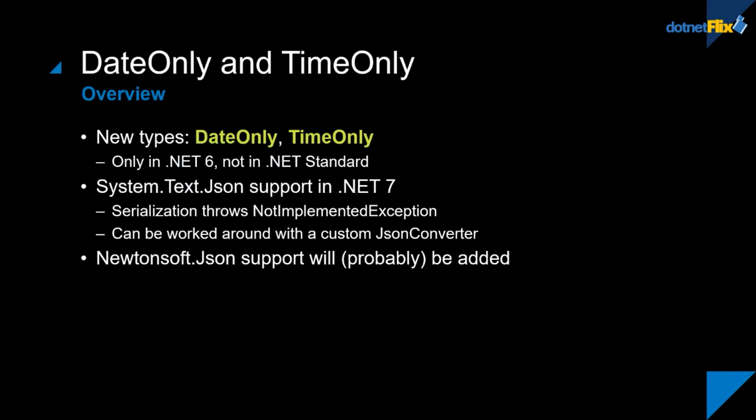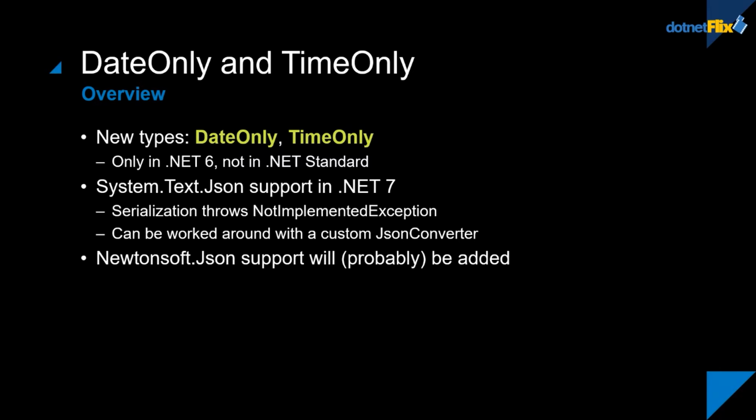One important thing to notice is that they will only be available from .NET 6 and forward, which means they're not available in .NET Standard, unlike, for example, DateTime. You will not only be seeing this with DateOnly and TimeOnly, but with a lot of other new types that have been added and will be added to new versions of .NET. They will only be available in that version and forward, and not in .NET Standard, because .NET Standard is slowly being phased out.